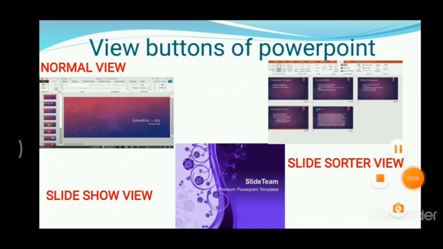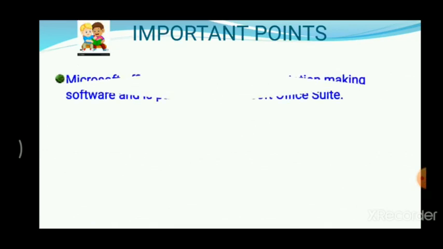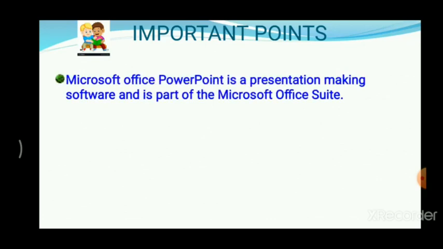Good. Now class, here we will discuss some important points of chapter number 5. It means here I am going to explain the chapter in short. So listen carefully. Student, as you know, the first topic is Microsoft Office PowerPoint. Class, Microsoft PowerPoint is an application software that is used to make presentations. It means PowerPoint is a presentation making software and is part of the Microsoft Office suite.